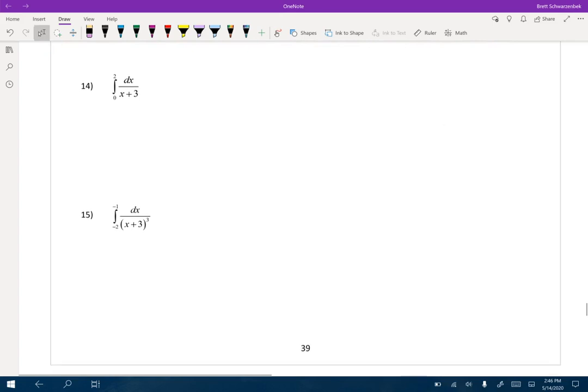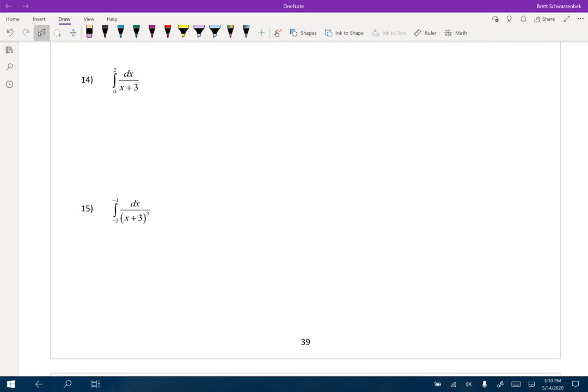Let's continue and try some more problems where we need to use the substitution rule in order to evaluate a definite integral. How about the area under the curve 1 over x plus 3 from 0 to 2? Okay, so if this was 1 over just x, then we could have done this right away, no substitution. But because we have an x plus 3, we now must use substitution in order to manage this.